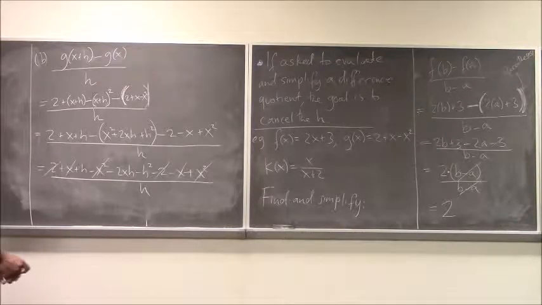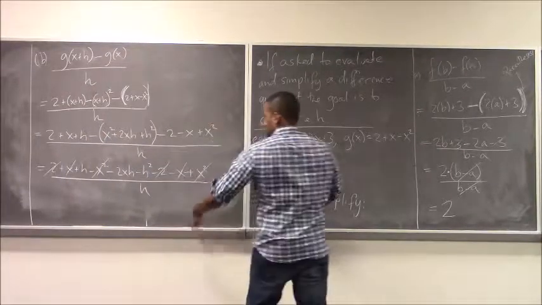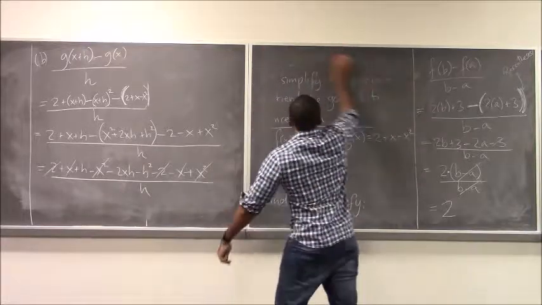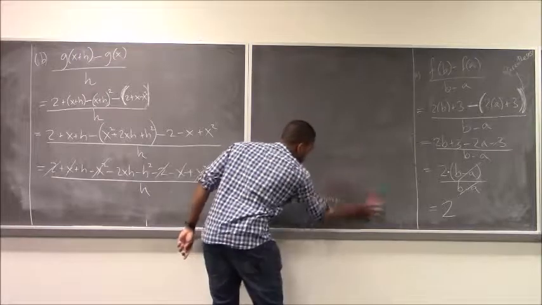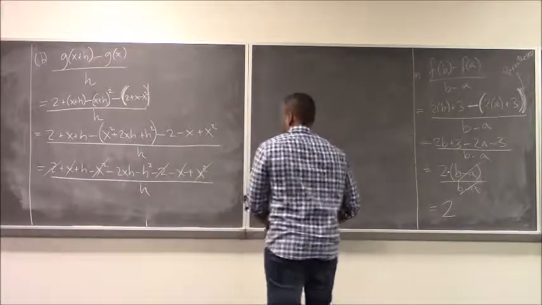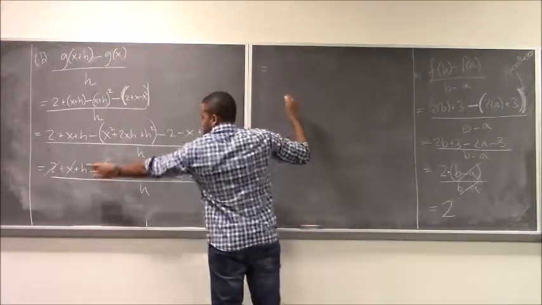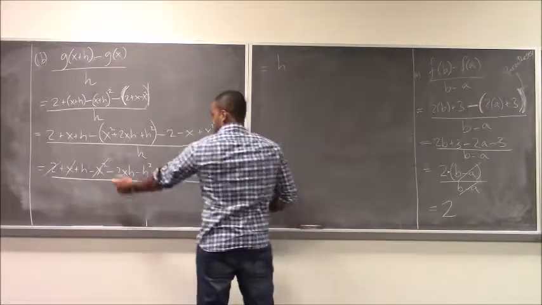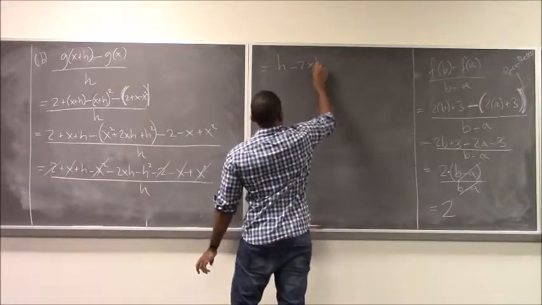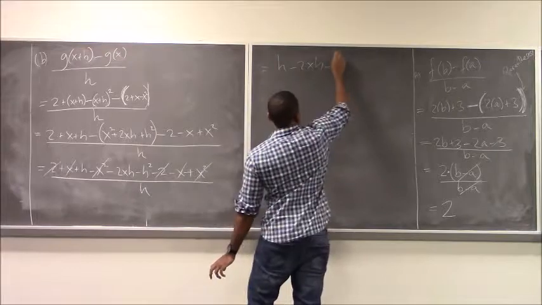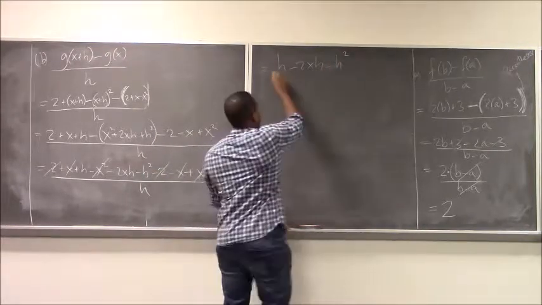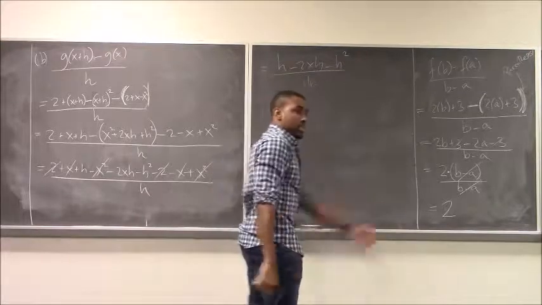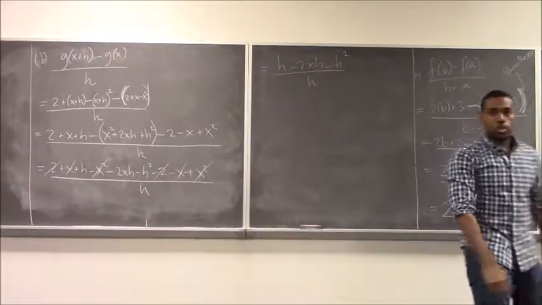That's it? Yeah. So now, because there's a lot of strikeouts there, let's just rewrite it to see what happens after the dust settles. So we're left over with an h minus 2xh minus h squared. That's it, right? Divide by h. Yeah. All over h. Now remember what I said, the goal is to cancel that h in the denominator, so we're not done. What else?